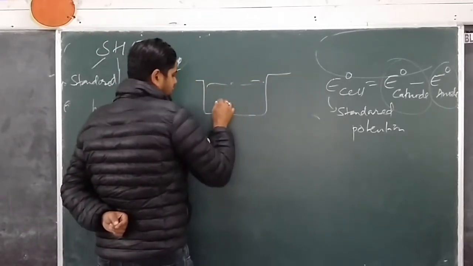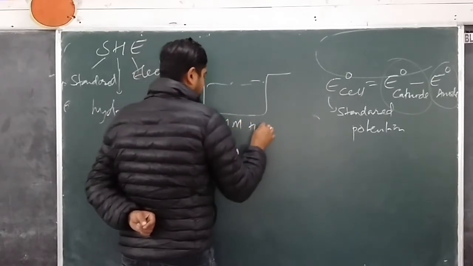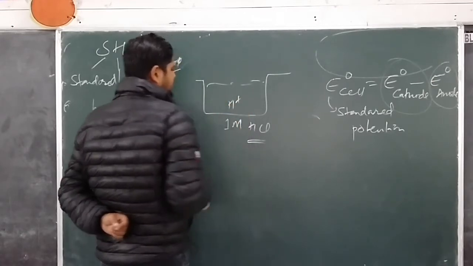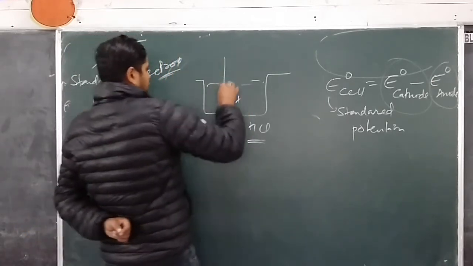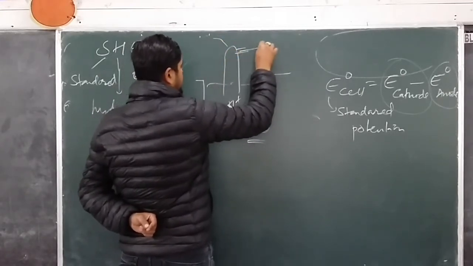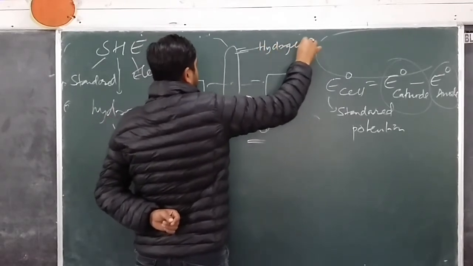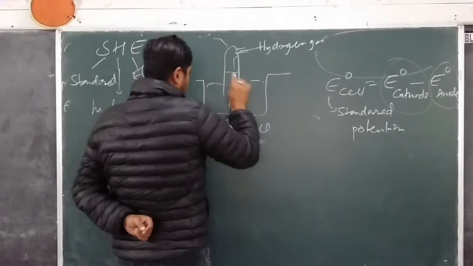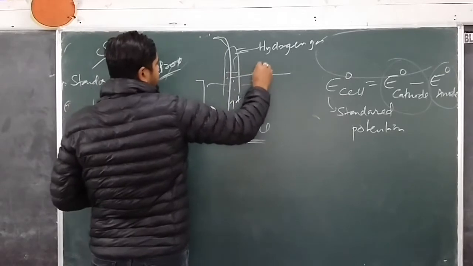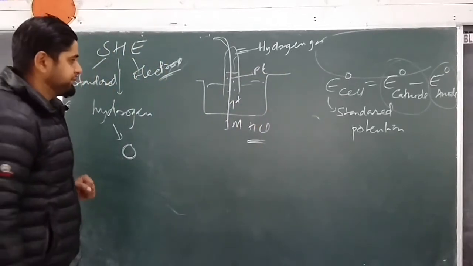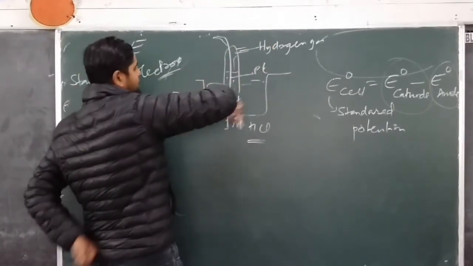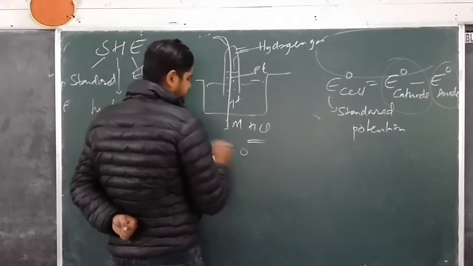There is a 1 molar HCl solution, meaning 1 mole of H plus ion is present here. Suppose from here hydrogen gas is bubbled, and one electrode is there. Which electrode? A platinum electrode, coated with platinum black. Now this is SHE, the standard hydrogen electrode, and the standard potential for this is 0.